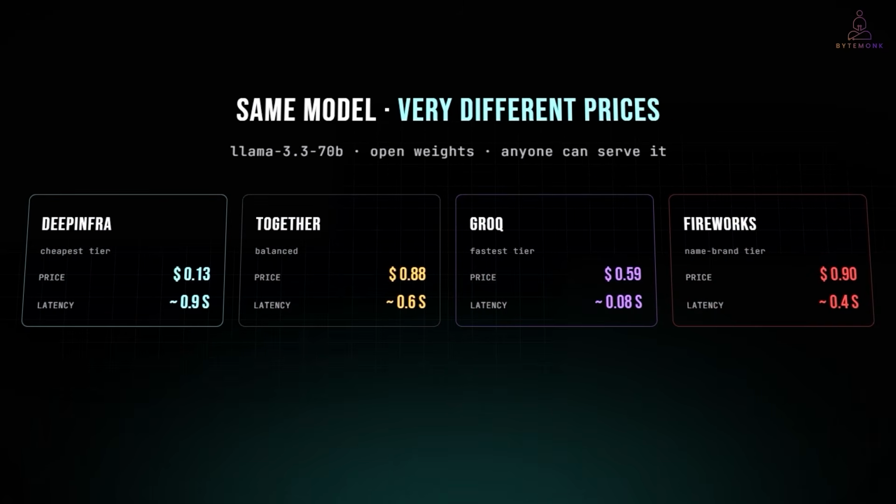Same weight, same model, same outputs. But the price per token and the latency can be very different from one provider to the next. So picking a model is only half the decision. You also have to pick the provider running it. But most teams wire up one SDK on day one, never look at it again, and quietly overpay for months.